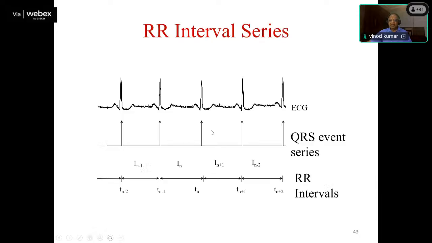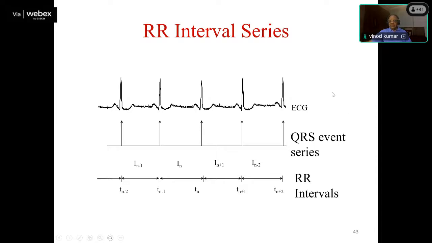And so you can use any method. So this is my R peak. So this is R peak, R peak, R peak. So this becomes my QRS event, and this becomes my RR interval. This interval is RR, this interval is RR.